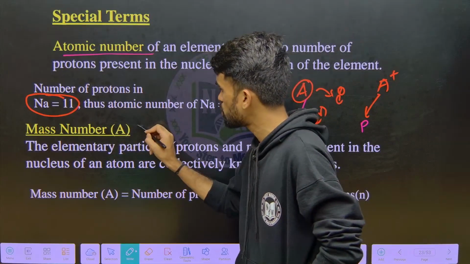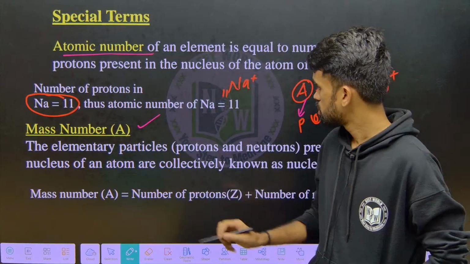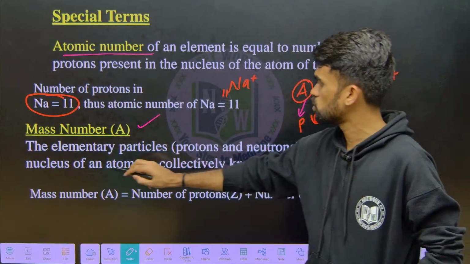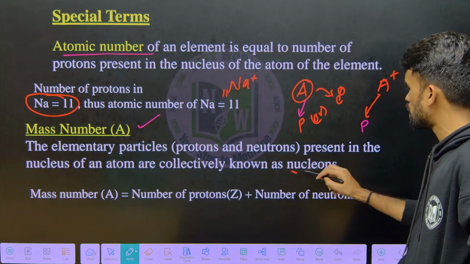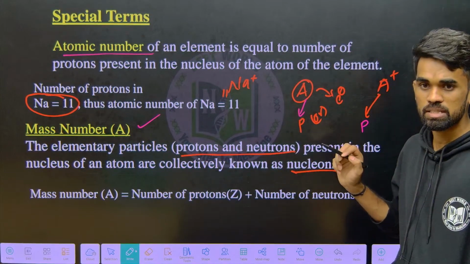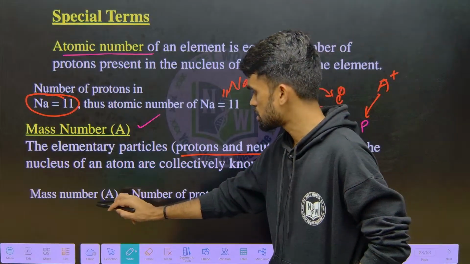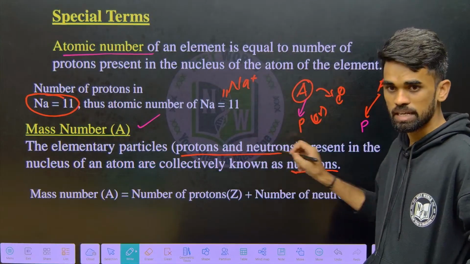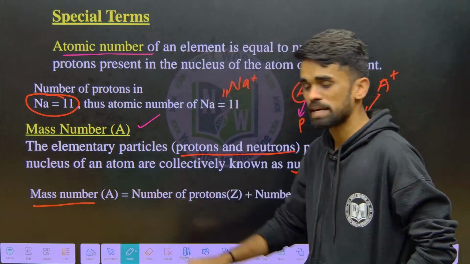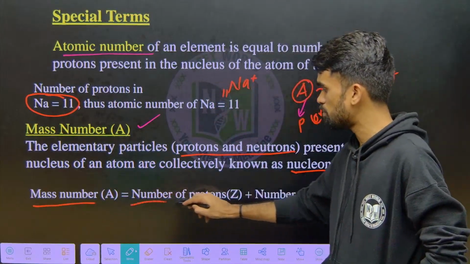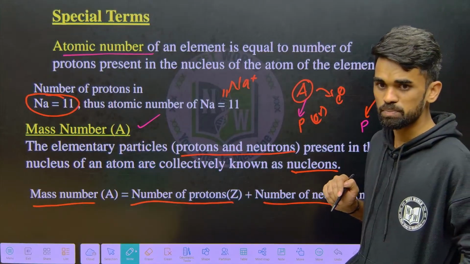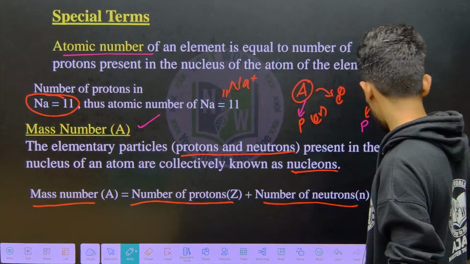Next, what about mass number? The elementary particles, protons and neutrons present in the nucleus of an atom, are collectively known as nucleons. The mass number, symbol A, is the sum of protons plus neutrons. Okay. Next.